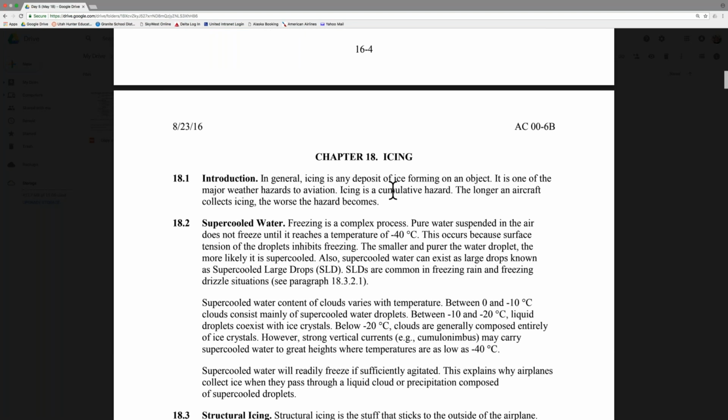Icing. Okay, this is a huge part of aviation. And we've talked about this several times before now, but let's actually talk about what it is, right? So icing is a deposit of ice forming on an object. It is one of the most major weather hazards in aviation. Icing is a cumulative hazard. The longer the aircraft collects icing, the worse the hazard becomes.